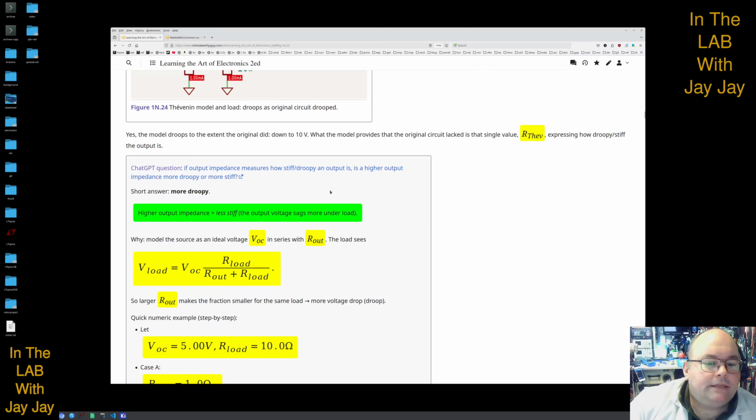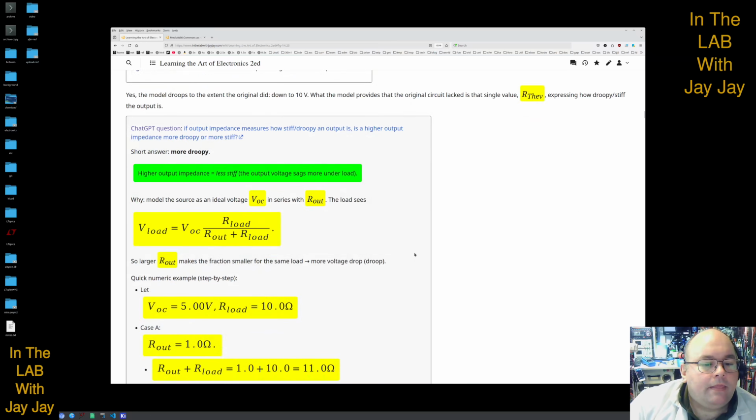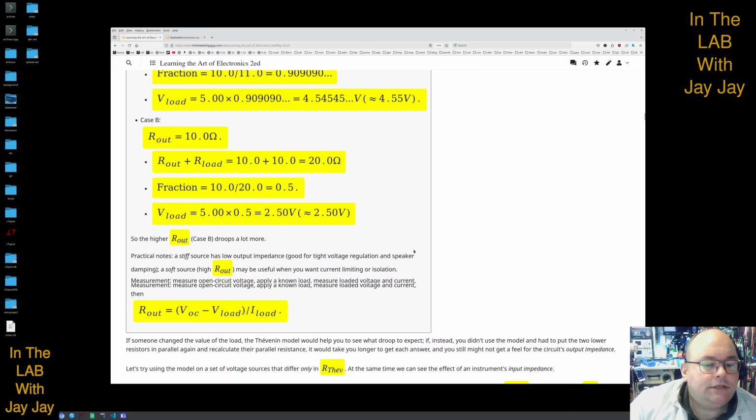If the output impedance measures how stiff or droopy an output is, does a higher output impedance mean more droopy or more stiff? And the answer is more droopy. If you've got high output impedance, you'll have a more droopy output voltage. Higher output impedance equals less stiff. The output voltage sags more under load. And then there are some numbers there from ChatGPT.